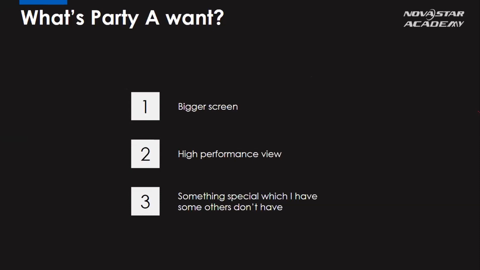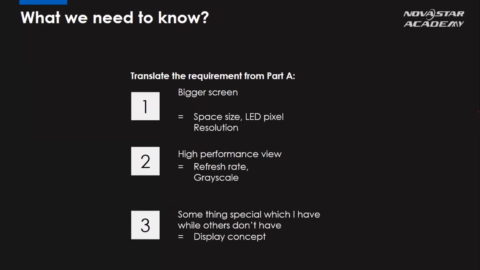These answers cannot actually give us a clear idea in our mind of what exactly the clients require. So we need to translate all these answers. Let's see one by one. For the first, wanting a bigger screen means we need to measure the installation space, and depending on the installation space, we need to select the suitable pixel pitch for the LED screen. Once we have the space size, the pixel pitch of the LED screen, and also the cabinet size, we can calculate a precise big screen resolution finally.